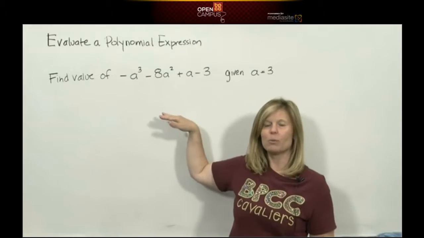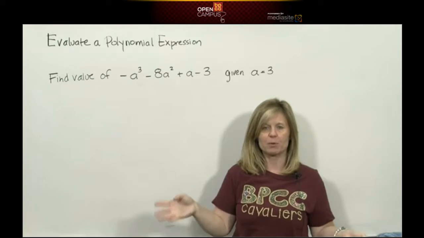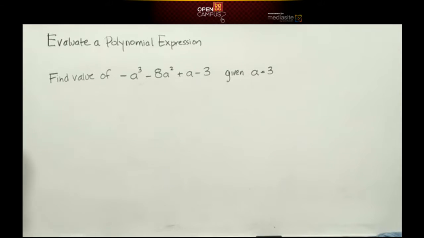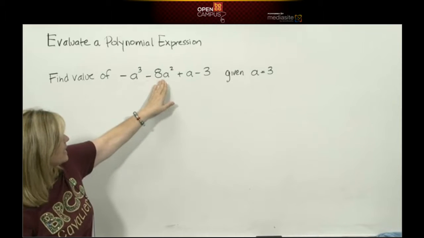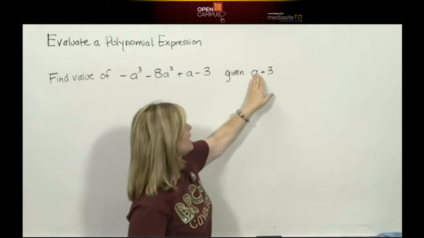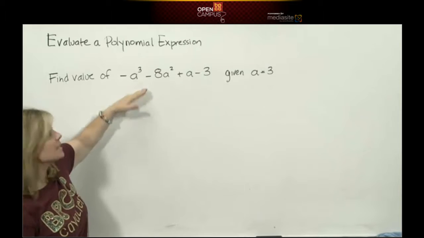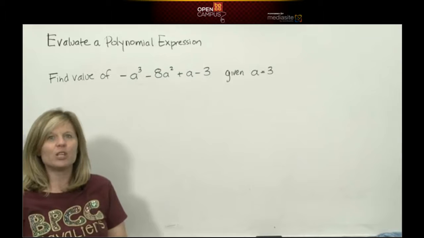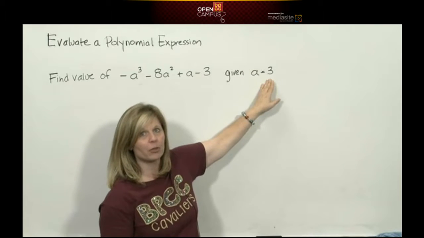Okay, welcome to Module 1.6, and now I'm going to show you how to evaluate a polynomial expression given a specific number. So here's our example. It says find the value of negative a cubed minus 8a squared plus a minus 3, given a is 3. So we know this is a polynomial. It is many monomials. It is 4 terms. And now I'm giving you a value. I'm telling you the letter A is represented by the number 3.